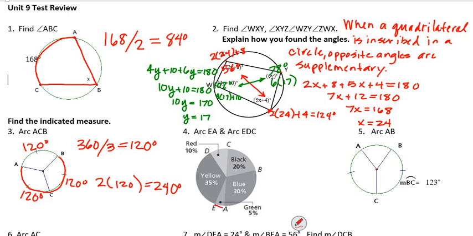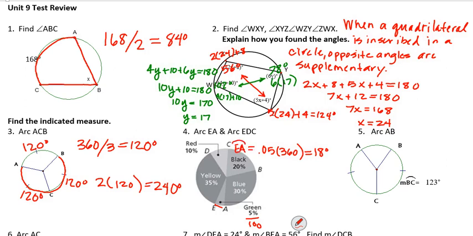Number 4 says arc EA and arc EDC. So arc EA is down here. And notice that this is in percentages. So to find what that is in a decimal, we would just divide the 5 by 100. That would be 0.05 times 360. So arc EA is equal to 18 degrees.